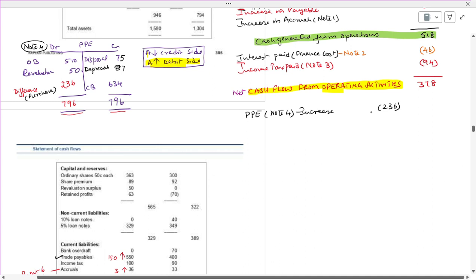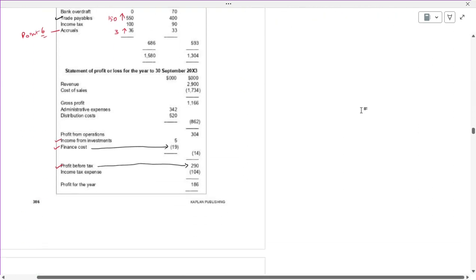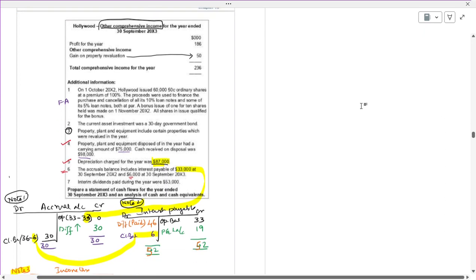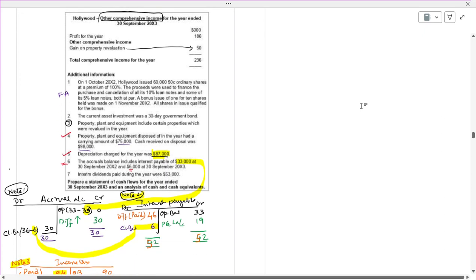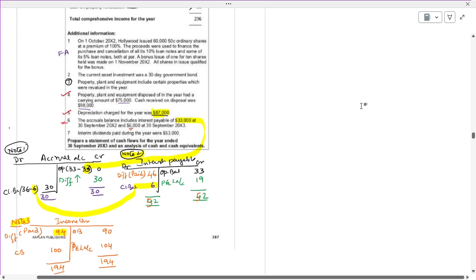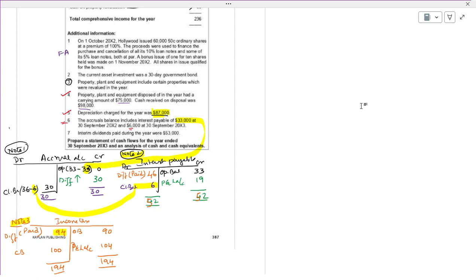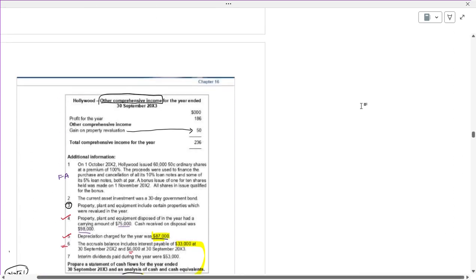Okay? Now, how much have you sold the asset? We have sold the asset. How much have we sold it? Point number 4.1, no? Cash received, how much? 98. Okay, yeah, 98. Any doubt, ask me.